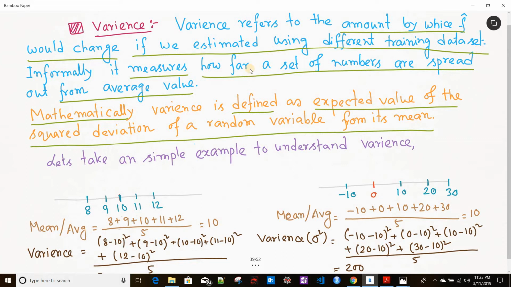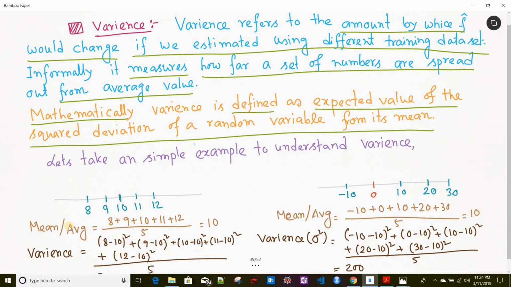Now in informal terms, variance is basically a representation of how numbers are spread out from the average value. So to determine that, let's talk about these two particular data sets. We have 5 numbers, 8, 9, 10, 11, 12, and in another set we have -10, 0, +10, 20, and 30. If we take the mean value, just the sum of them divided by 5, for this particular data set we have 10. For this particular data set also the mean is 10. That means for both of these data sets we have mean value 10.